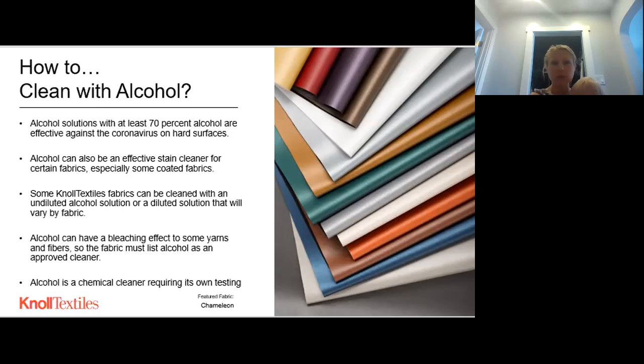Depending on the fabric, you may use undiluted alcohol, but there are many that require a reduced percentage of alcohol to be effective. Finally, testing for alcohol as a cleaning agent is a standalone test. You can't say that because the fabric is bleach cleanable, it can then also be cleaned with alcohol. The fabric has to be tested for this kind of cleaner.